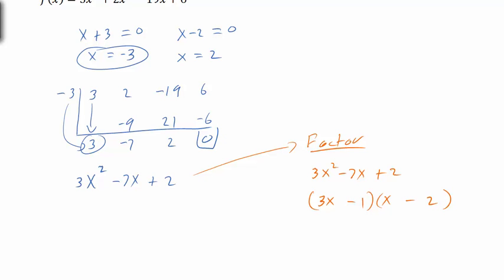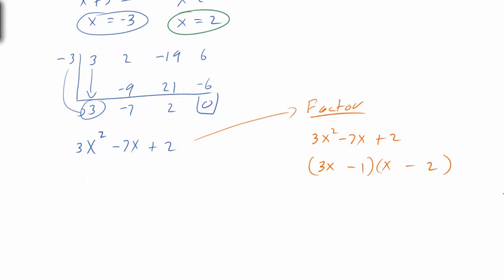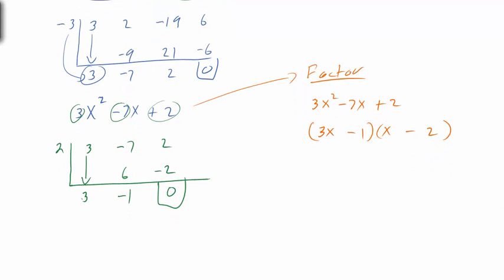Or we could, because they already give us that x minus 2 as a factor up here in the problem, if we use the x equals 2 now, we could continue to divide. So I'm going to put the 2 out front, and now we're going to use the 3, the -7, and the 2, and we can use our synthetic division. Once again, bring the 3 straight down. 2 times 3 is 6. -7 and 6 is -1. And 2 times -1 gives us a -2, which added to 2, our remainder is 0.